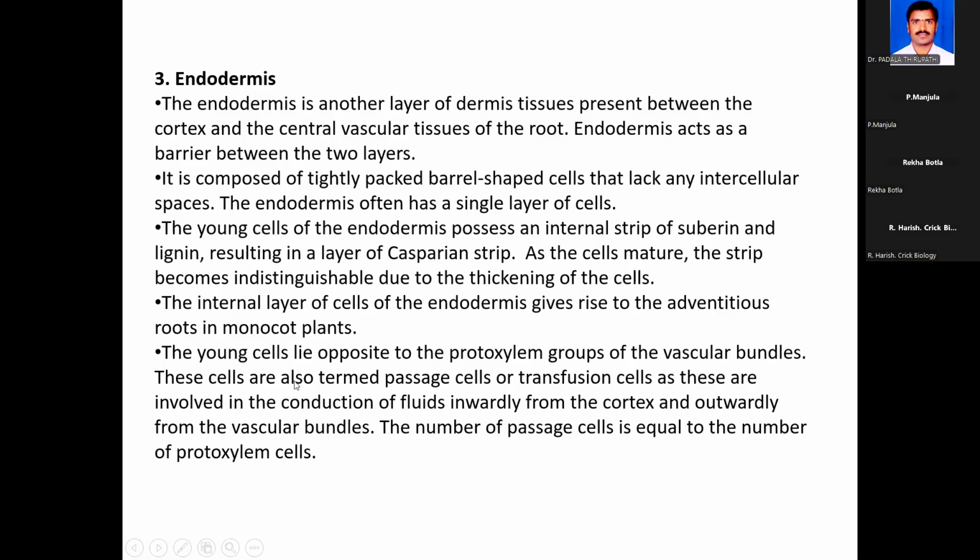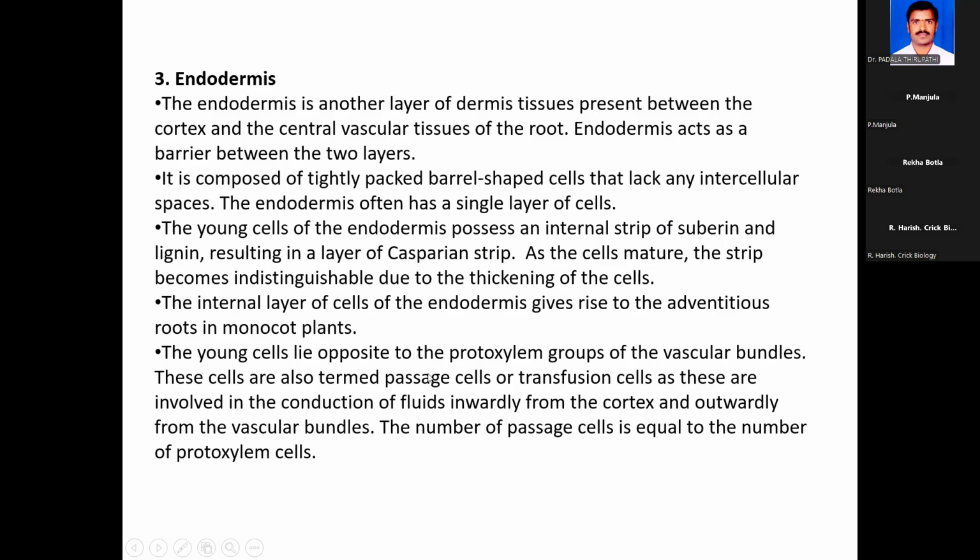So here, the first one is the Casparian strip, which is made up of suberin and lignin in the young cells of the endodermis. Next one is the internal layer of the cells of the endodermis, which gives rise to the adventitious roots.